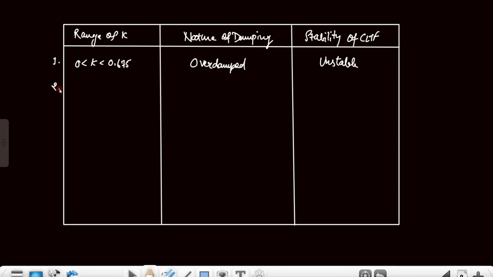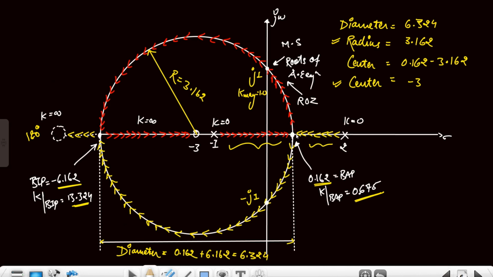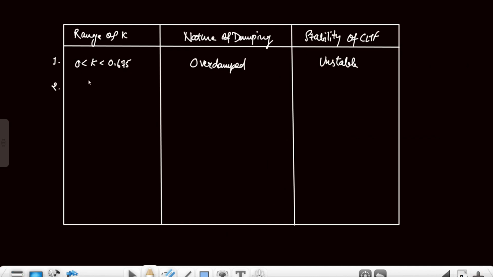Now second, at this breakaway point, the roots will meet. Because this is a second order equation, here there will be repeated poles. Equal and repeated poles represent a critically damped system, but because they are on the right hand side of the S plane, it will be representing the negative critically damped system. So at k equal to 0.675, the k at the breakaway point, it is representing negative critically damped, and here the zeta value is -1, and this is also unstable.